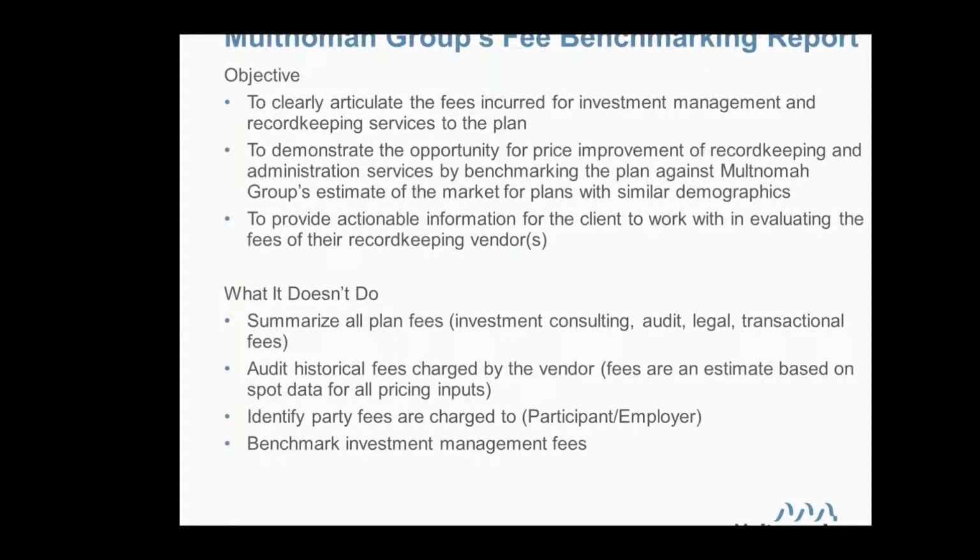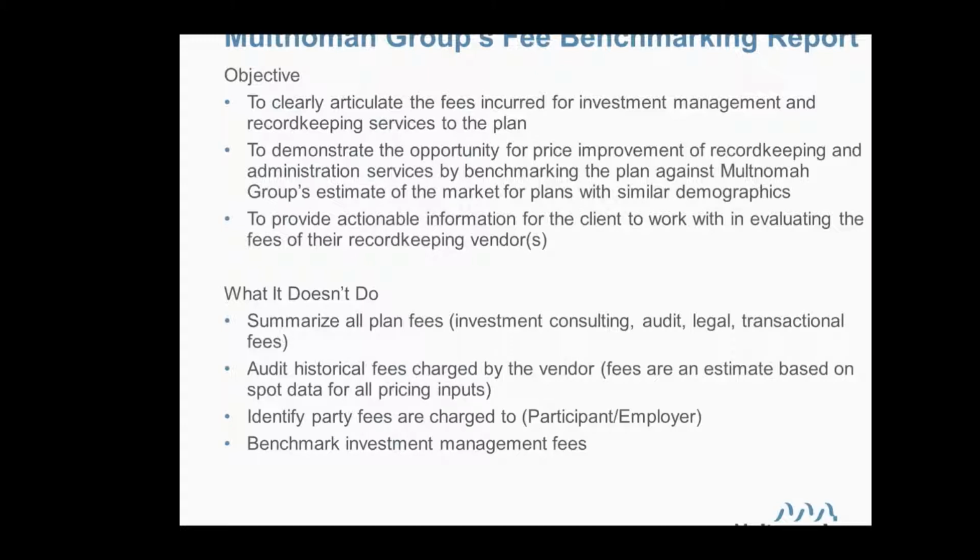We also want to be able to demonstrate the opportunity for price improvement of record-keeping and administrative services by benchmarking the plan against Multnomah Group's estimate of the market for all plans with similar demographics. So not what is your neighbor paying, but if you took your plan to market, what kind of pricing would you get? That, by definition, is reasonable when the market is telling you what they would charge you. Also, to provide actionable information for the clients to work with in evaluating the fees of their record-keeping vendors.